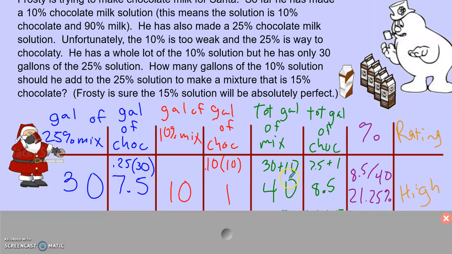Now, how much of that is actually chocolate? Well, 7.5 gallons of chocolate came from this, and 1 gallon of chocolate comes from this, for a total of 8.5 gallons of chocolate. Then I calculate that as a percent, 8.5 divided by 40, to get that it is now 21.25% chocolate, which it started at 25%, so I have reduced it. It is now less chocolatey. However, it is still not quite down to 15%, which is what I want, so this is too high.